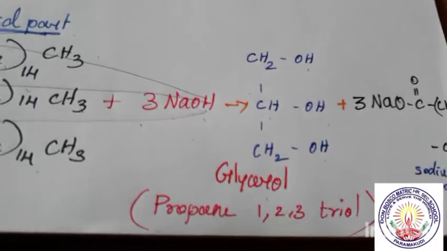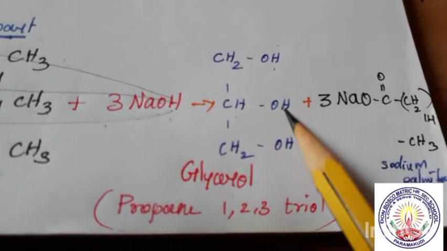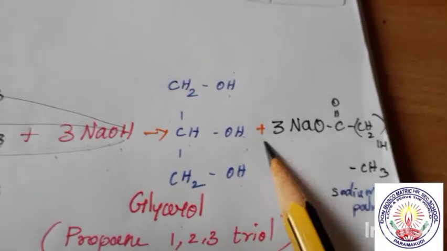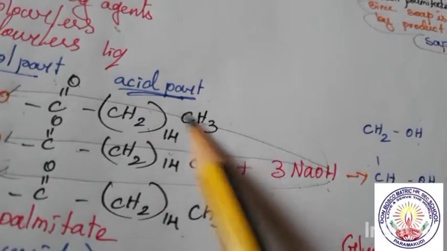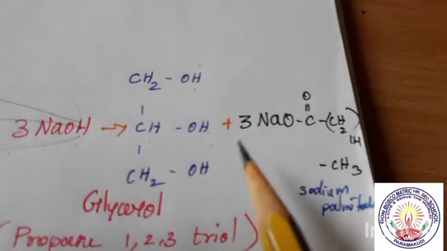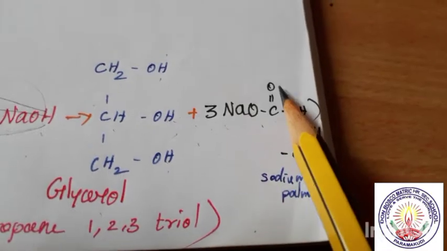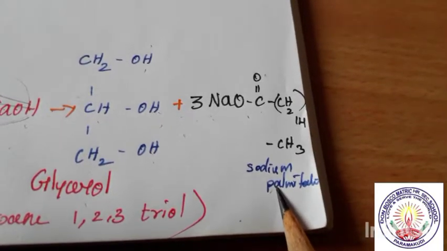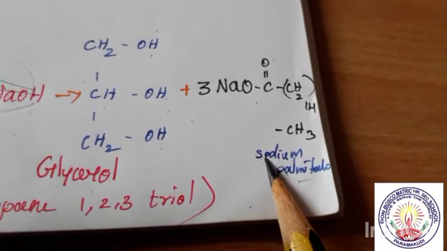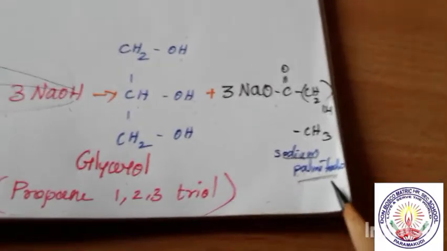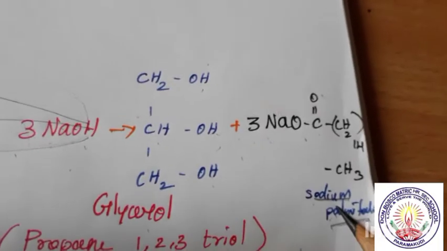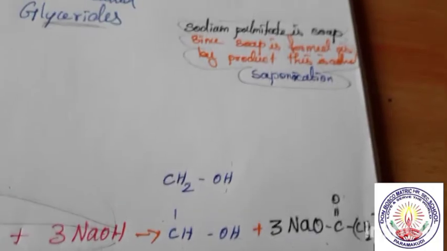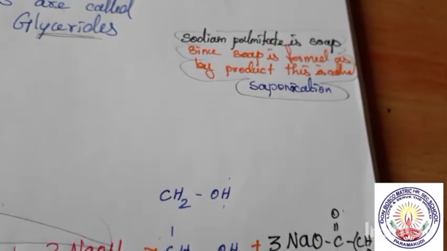IUPAC name of this is propane 1,2,3-triol. The remaining is 3 NaO, and these 3 NaO are combining with these 3 and we are getting 3 NaO, C double bond O, (CH2)14 CH3. This is nothing but sodium palmitate. This sodium palmitate is nothing but soap. Here we are getting soap as a byproduct, side product. We are getting glycerol plus soap. And this is called saponification.